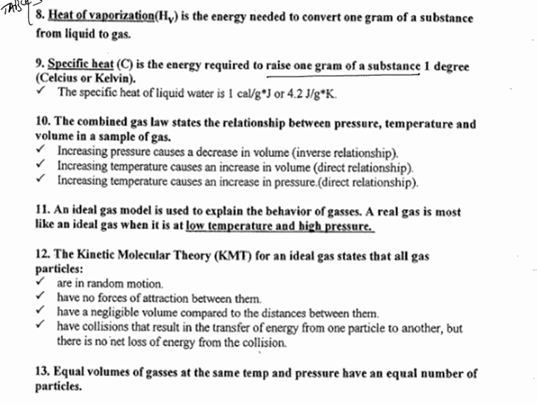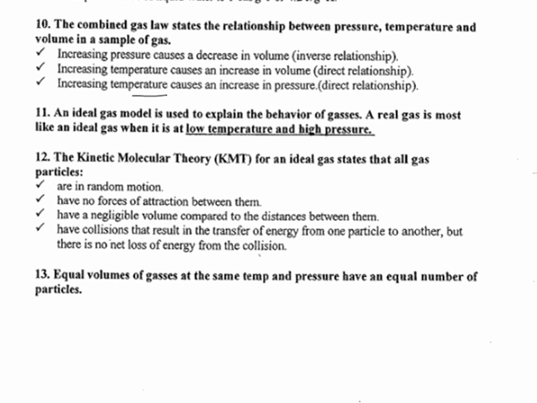We should know our combined gas law. If we increase the pressure, we will decrease the volume, which is inverse. If we increase the temperature, we will increase the volume, which is a direct relationship. And if we increase the temperature, we increase the pressure, which is also a direct relationship. An ideal gas law explains the behavior of gases. We have a mistake here.